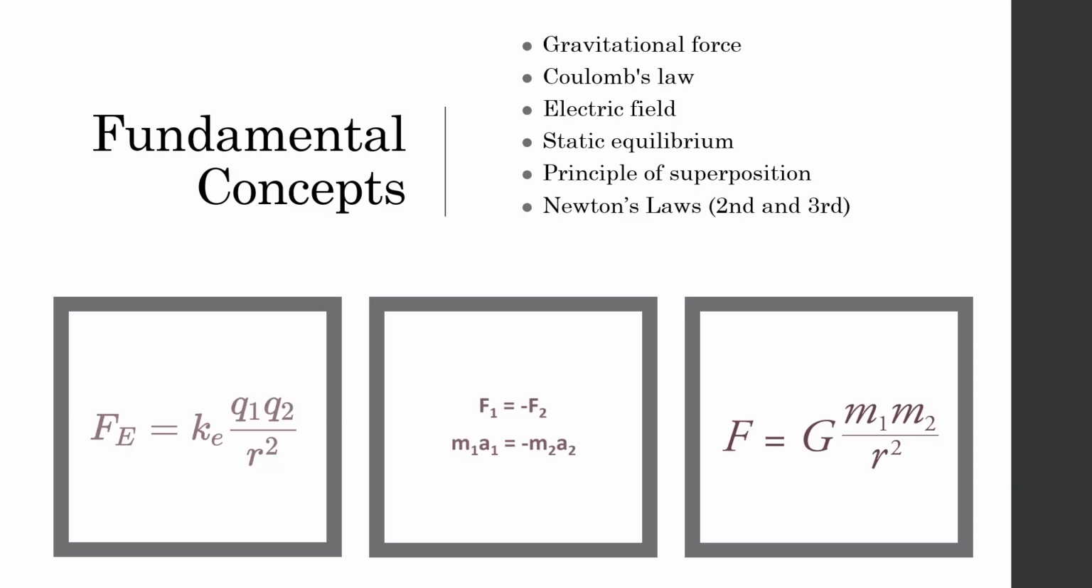So here you can see a few of the concepts that we will be working with. We have, of course, gravitational force, which is something that we've been working with since physics 1, and Coulomb's law, also electrostatic equilibrium and superposition, which, just to refresh, is the idea of using different segments of point charges in order to more accurately model the electric field and then just having the summation of all of them. And we also have Newton's second and third laws.